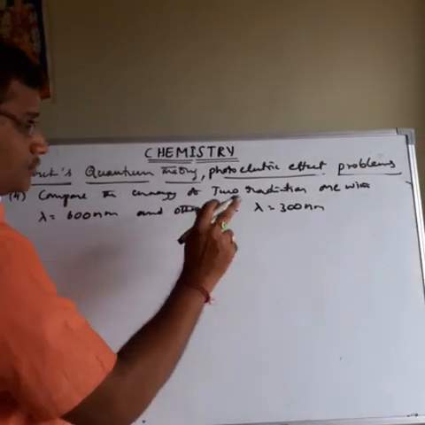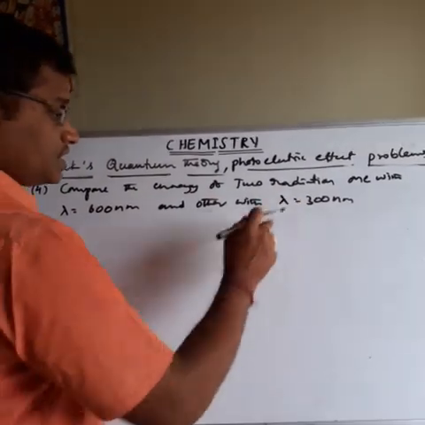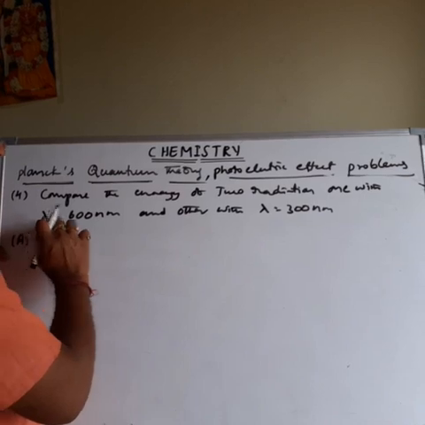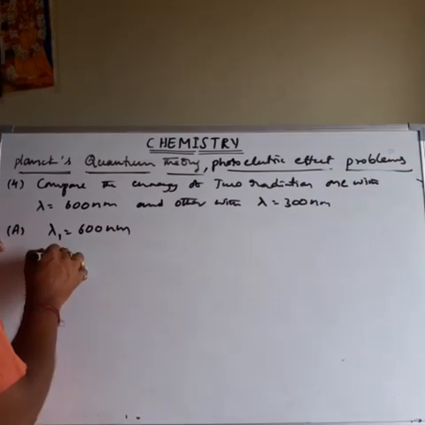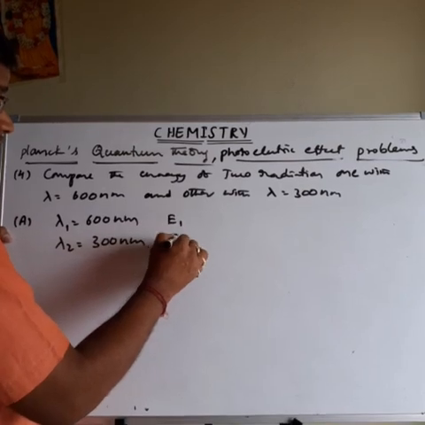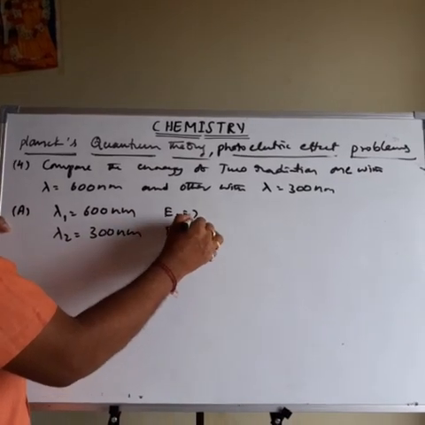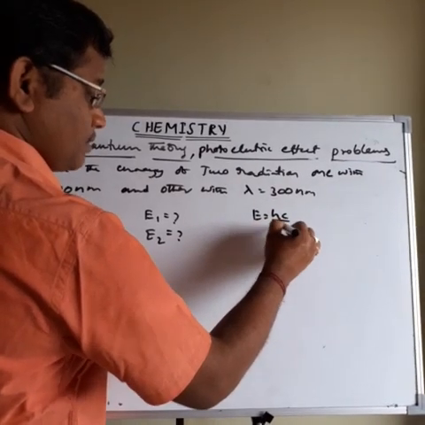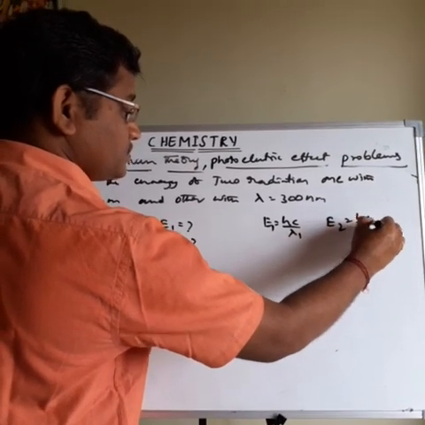Compare the energy of two radiations, one with wavelength 600 nanometer, another with wavelength 300 nanometer. We have to compare the energy, they gave lambda 1 and lambda 2. We take lambda 1 600 nanometer, lambda 2 300 nanometer. We have to find out the E1 E2 ratio, the E1 and E2 relation. I already told the energy and wavelength formula, E is equal to hc by lambda. E1 is equal to hc by lambda 1, then E2 is equal to hc by lambda 2.